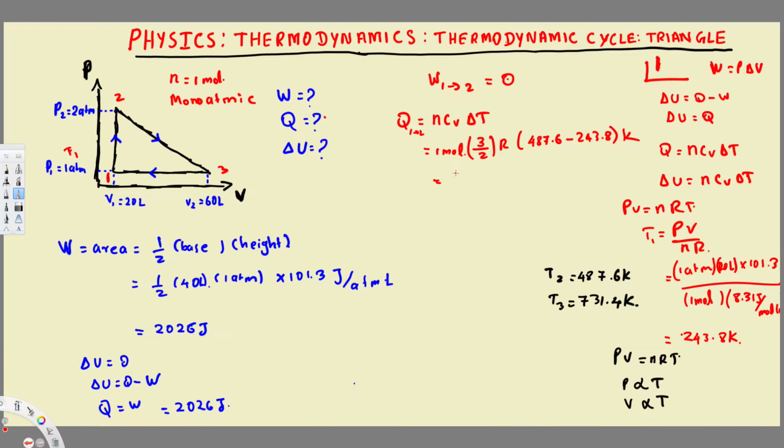Okay, let's see. Q1 to 2, yeah, if you plug all these values, that's going to give you 3039 joule. Since Q is 3039 joule, as we found out before, if the W is 0, delta U is going to be equal to Q. So we can say delta U also has the same value, 3039 joule.